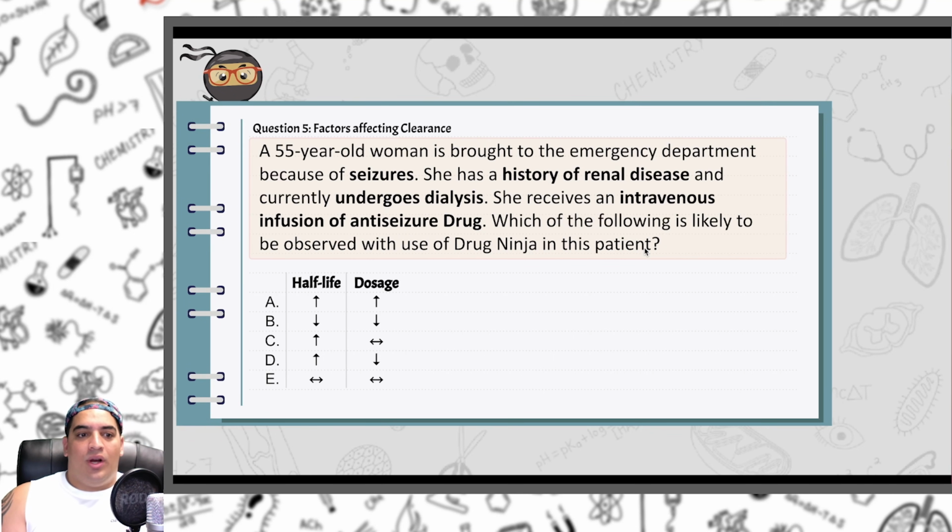All right, guys, let's do some questions about clearance. So we got a 55-year-old woman brought to the ED, had some seizures. She has a history of renal disease undergoing dialysis. She gets an intravenous infusion of an anti-seizure drug. Which of the following is likely to be observed with the use of Drug Ninja in this patient?